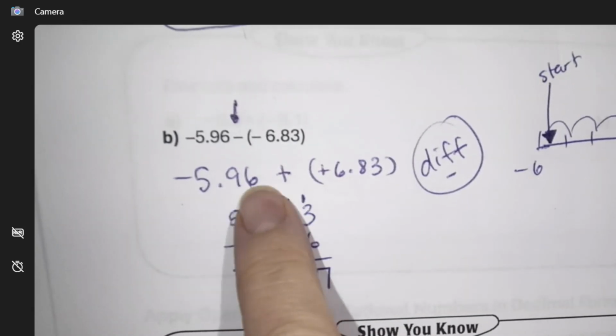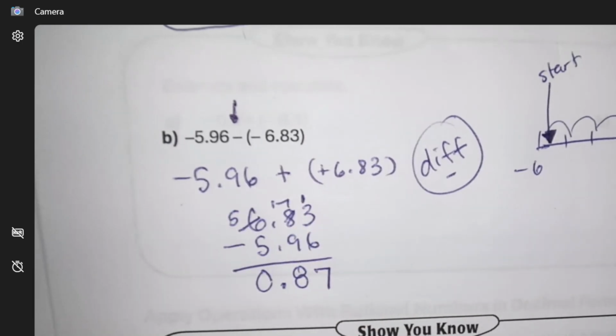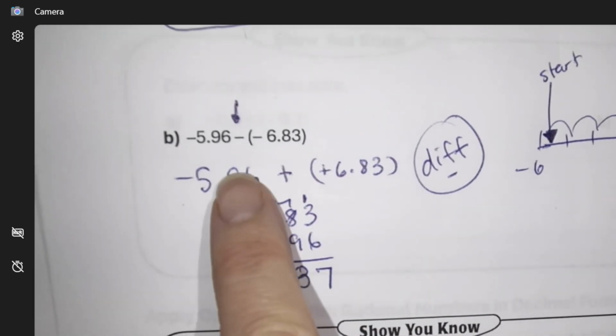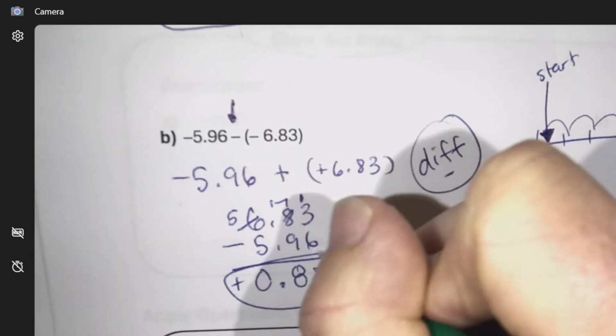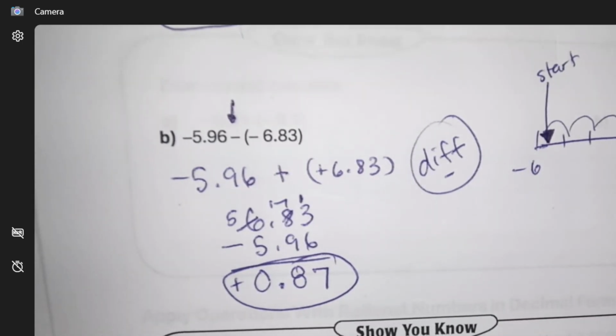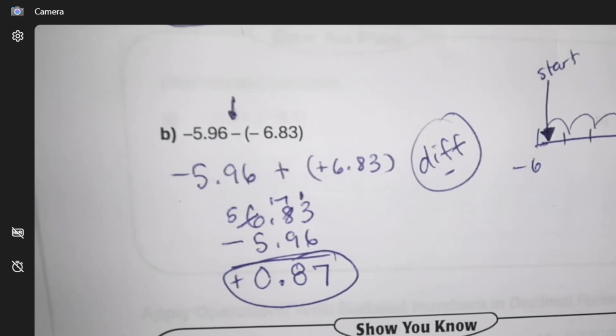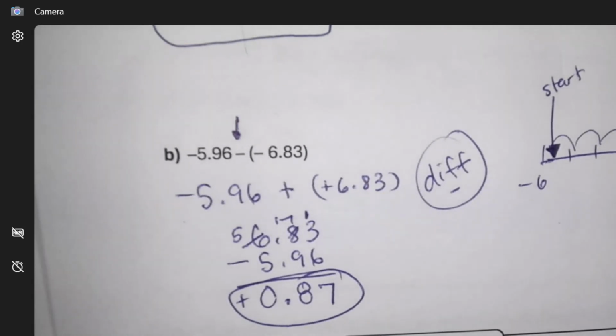And what do we have here? Do we have more negatives or more positives? Which one is the more? Positives. And look at our estimate. We estimated at 1 and we got to 0.87. There are 2 questions here that say show you know. You're going to do those on your own and I'll put them on the board and then we'll compare.